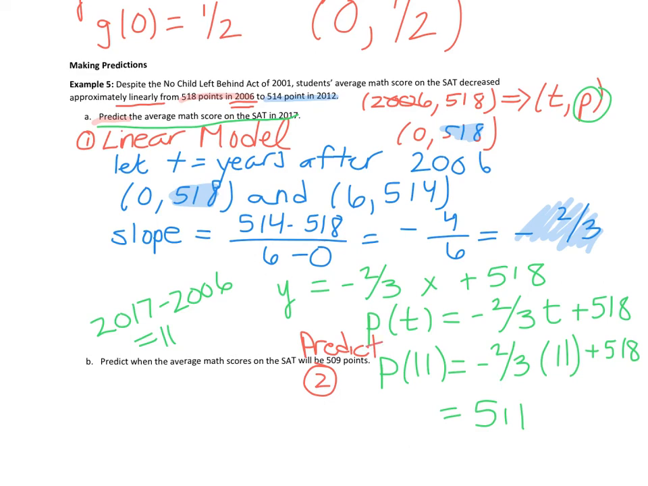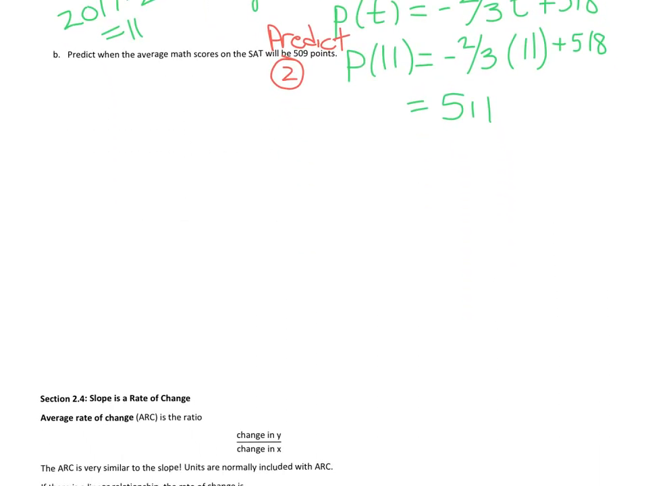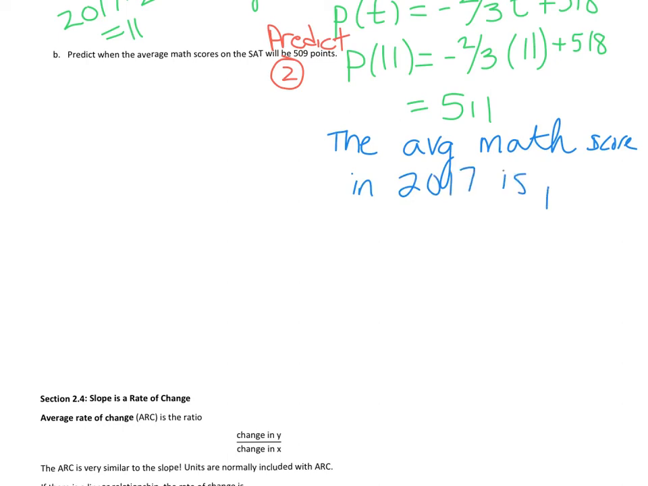And then we'd want to state our answer. I'm really going into our space for our next problem, but just to state our answer thoroughly, we would say something like: the average math score in 2017 is predicted as 511 points. Okay, so there you go.